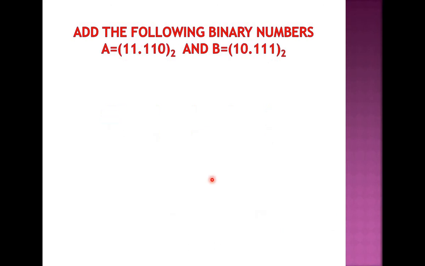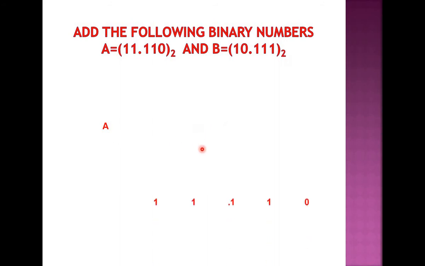We take another example. Add the following binary numbers. A is equal to 11.110 to the base 2 and B is equal to 10.111 to the base 2. Now again we use the same procedure.